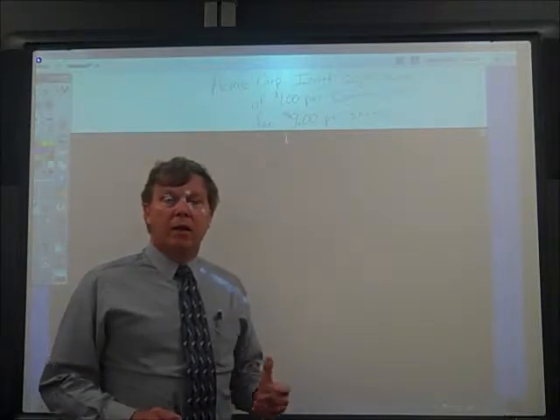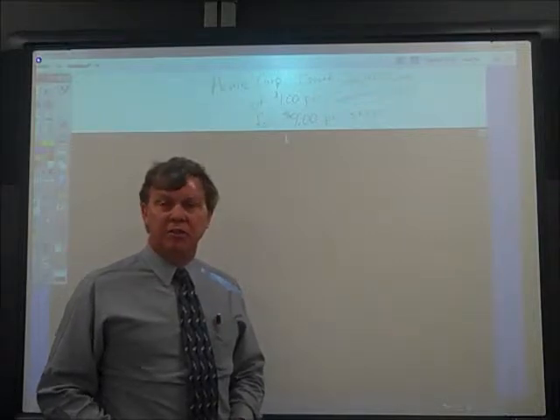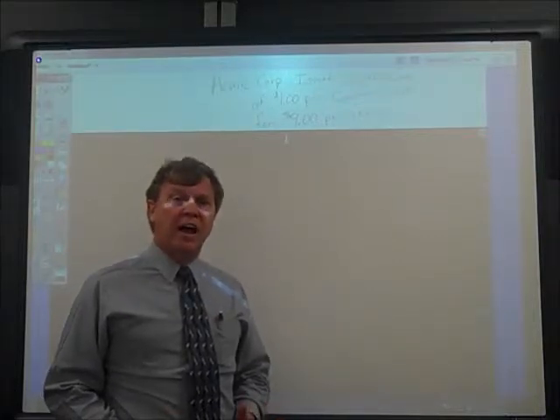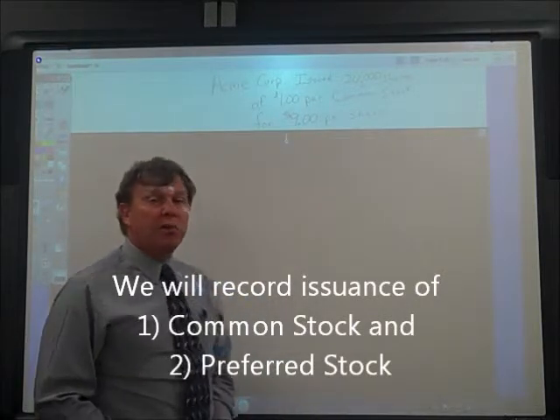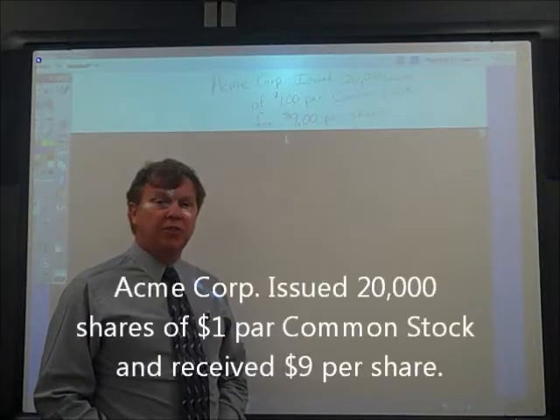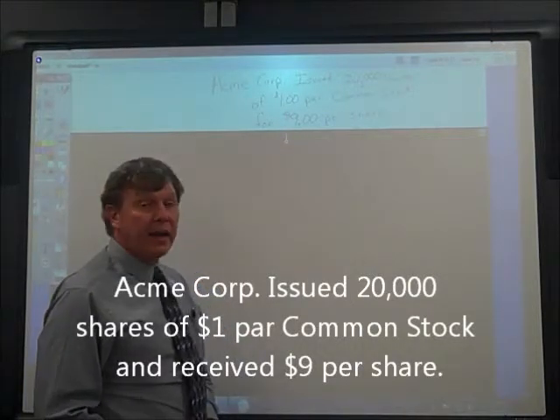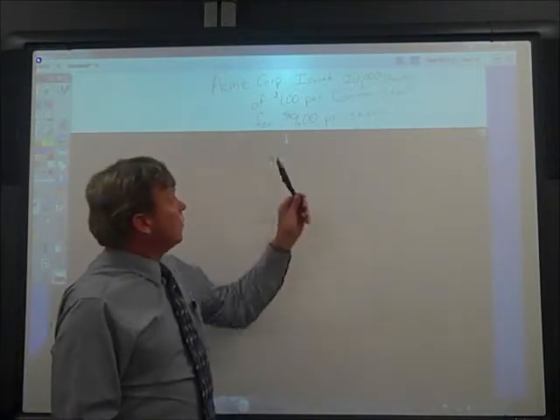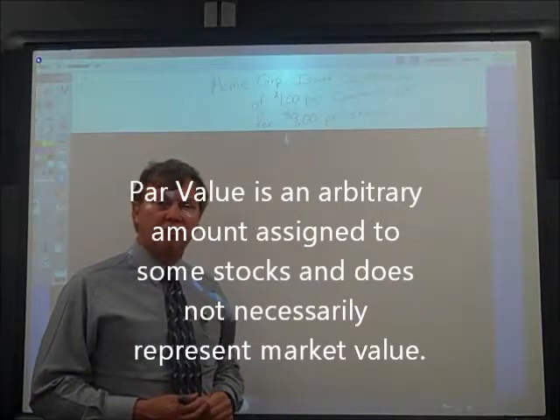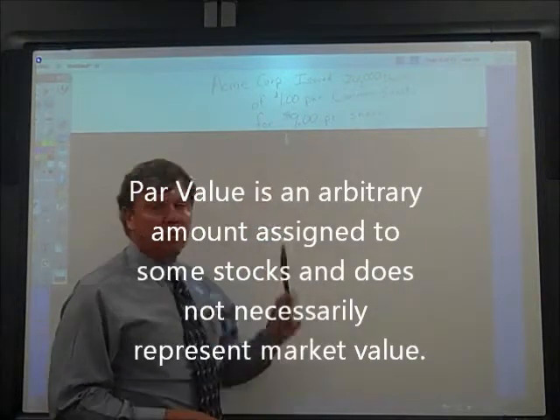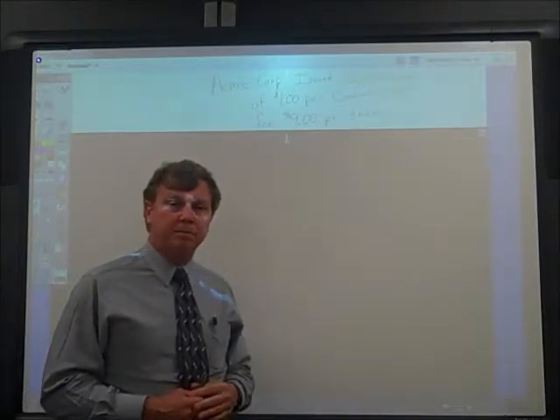We're going to look at a couple of different transactions and how to record them regarding the issuance of stock, both the common stock and preferred stock. The first transaction is that Acme Corporation issued 20,000 shares of $1 par common stock for $9 per share. Now, the par value, that's just the stated value established for a share of stock. The $9 represents the market price, what a willing party is willing to pay for that stock.